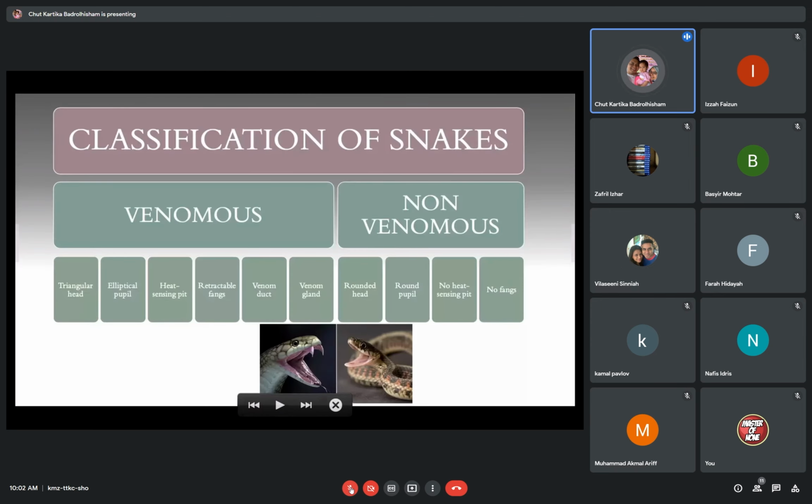So we can classify snakes into venomous snakes and non-venomous snakes. Venomous snakes are usually characterized by a triangular head, elliptical pupil, heat-sensing pit, fangs, venom duct and venom gland. Non-venomous snakes usually have a rounded head, round pupil, no heat-sensing pit, and no fangs.